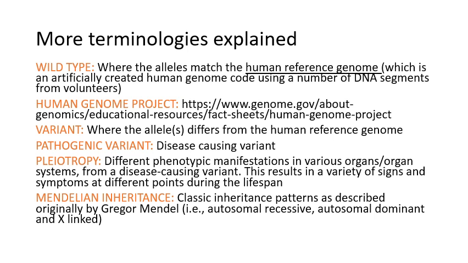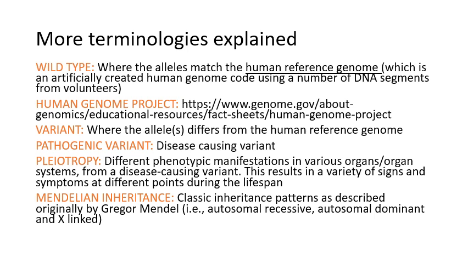So I've included a URL here under the Human Genome Project, so if any of you is interested, you can go into that URL and have a look at a fact sheet about the Human Genome Project, which is quite interesting. So a variant is when the allele differs from the human reference genome. A pathogenic variant is a variant that causes disease.